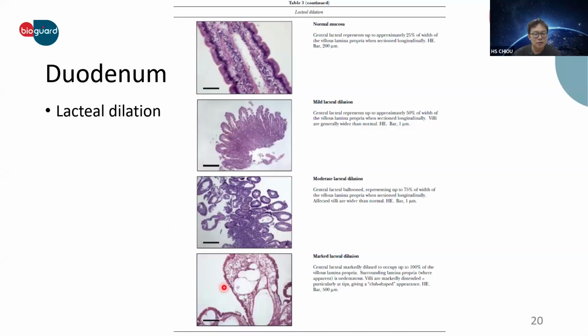In marked dilation, here you can see the dilated lacteals. They occupy nearly the entire villus, often with edematous lamina propria and club-shaped villi. So lacteal dilation is a key feature indicating impaired lymphatic drainage, and clinically it raises concern for intestinal lymphangiectasia or protein loss.